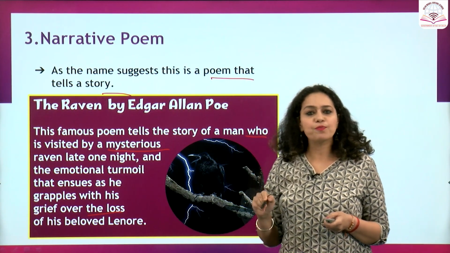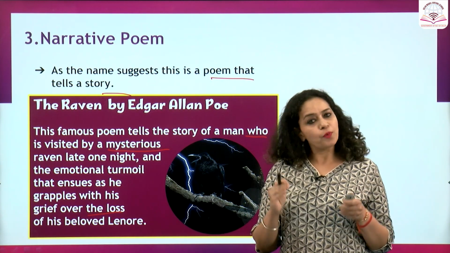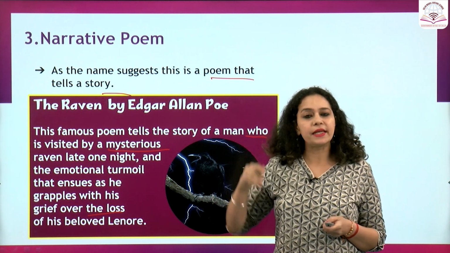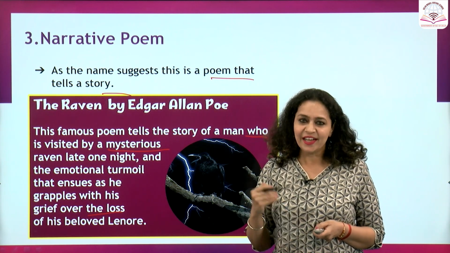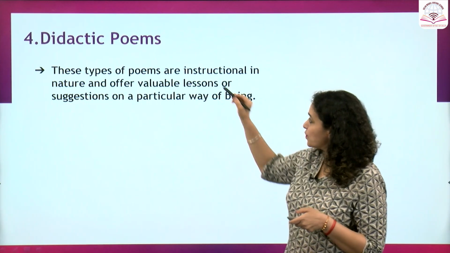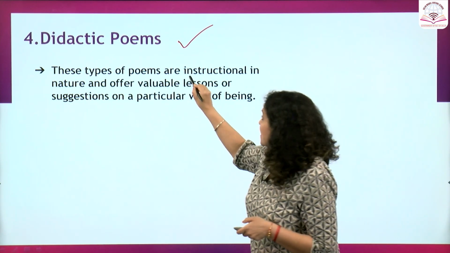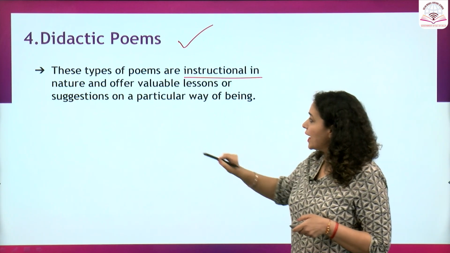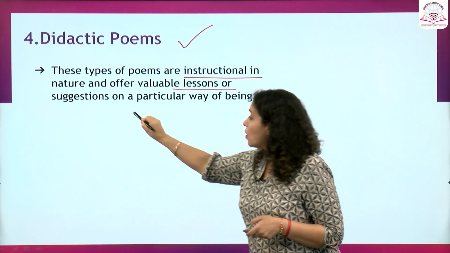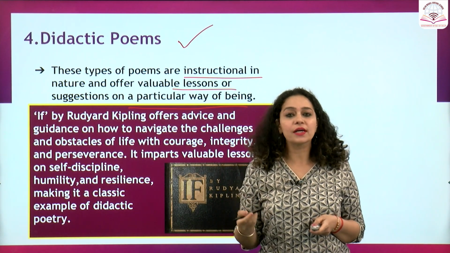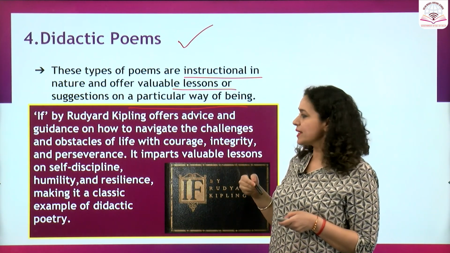Now in this type of poetry, students, the elements of poetry are combined with the elements of storytelling, hence the name narrative poetry. Now let's talk about another kind of poem, didactic poems. Students, these type of poems are instructional in nature and offer valuable lessons or suggestions on a particular way of being, how to conduct our life. Now let's have a look at the example.